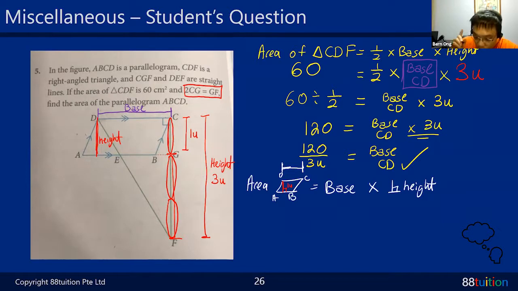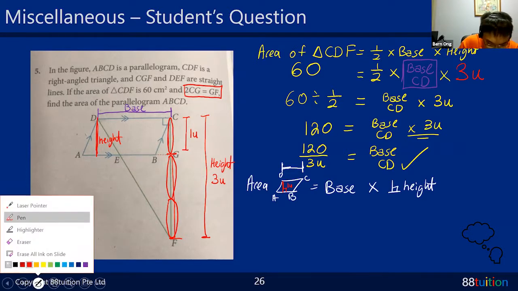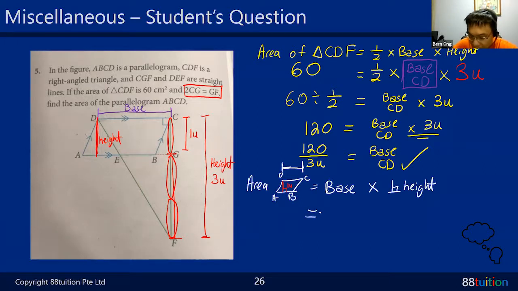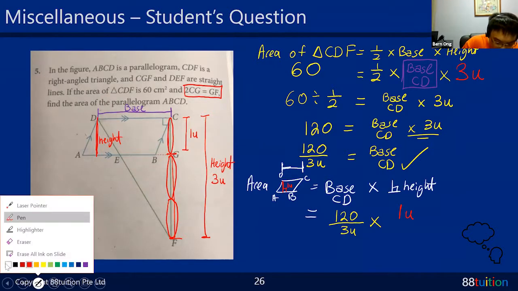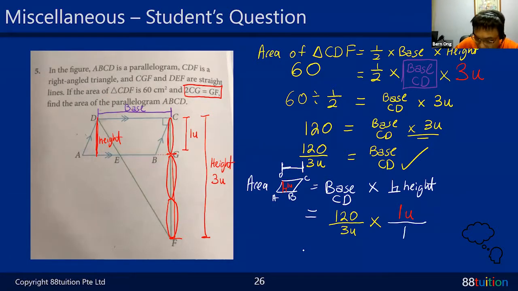All right, so what do I do? I can simply put in my base. Base CD is given as 120 over 3 units, times my height, which is 1 unit. The red color 1 unit times 1 unit. This 1 unit is actually 1 unit over 1. In primary school you learn this one. Can cancel, you cancel, right? So the units and the units can cancel.